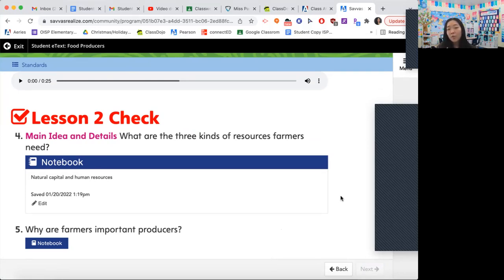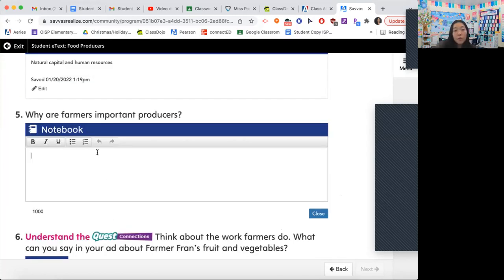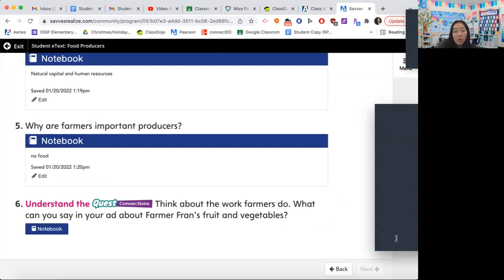Okay, why are farmers important producers? Why are they important producers? Producers are people who make or grow things. Why are farmers important? What if no one was a farmer? What would happen? We won't have food. Very good. We would have no food. We will have no food and water.